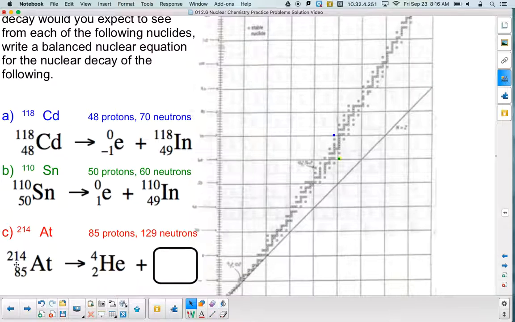Lastly, the astatine. 214 is equal to 4 plus 210. 85 is equal to 2 plus 83, and element 83 on the periodic table is bismuth.